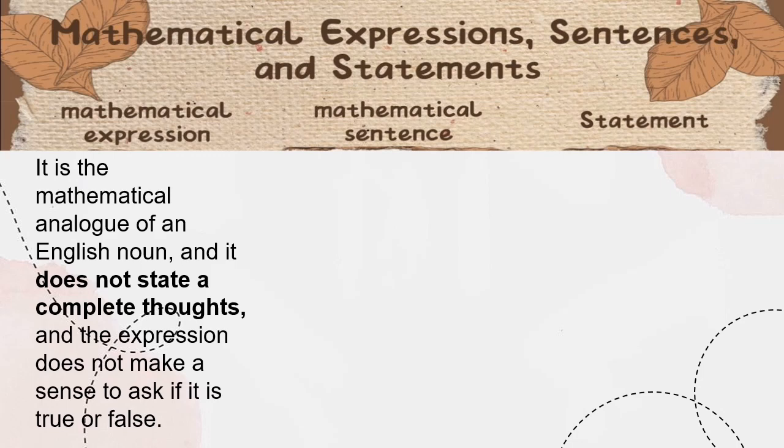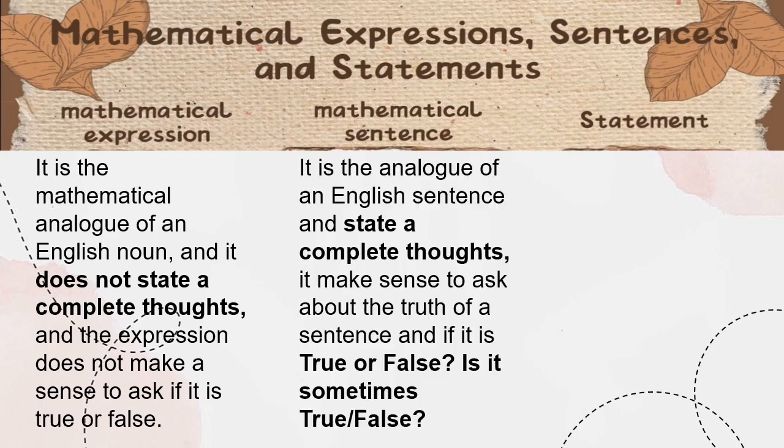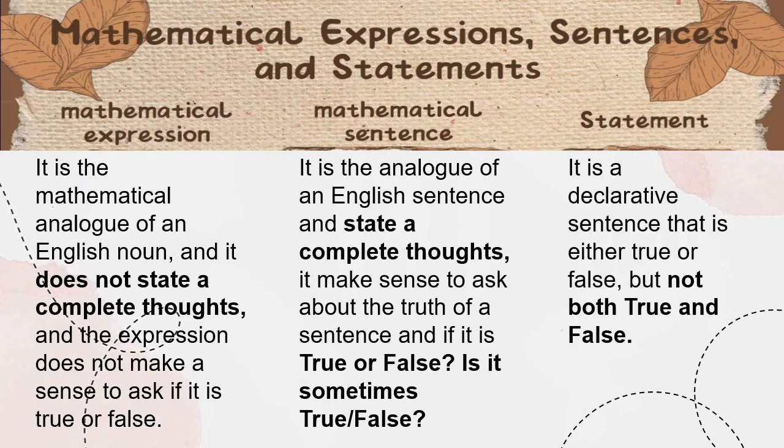So a mathematical expression is the mathematical analog of an English noun, and it does not state a complete thought. Unlike mathematical sentences, which are the analog of an English sentence and state a complete thought, and it makes sense to ask about the truth of the sentence, if it is true or false. It is sometimes true or false. Unlike the mathematical statement, it is a declarative sentence that is either true or false, but not both true and false.